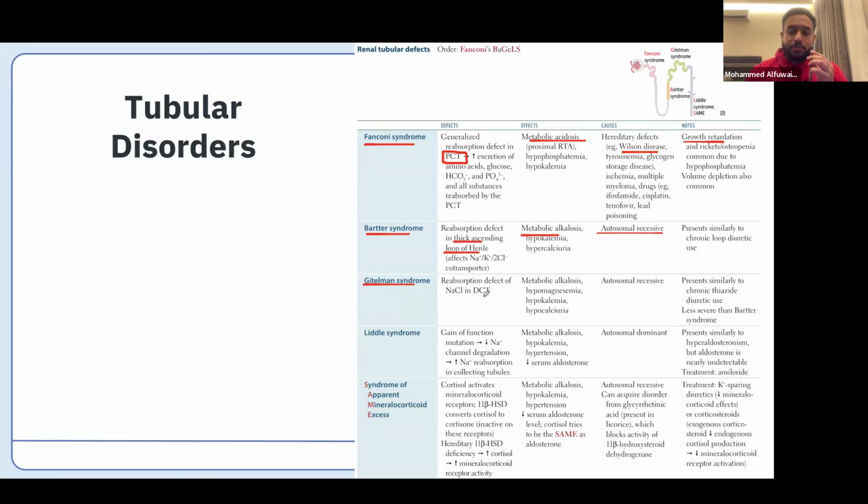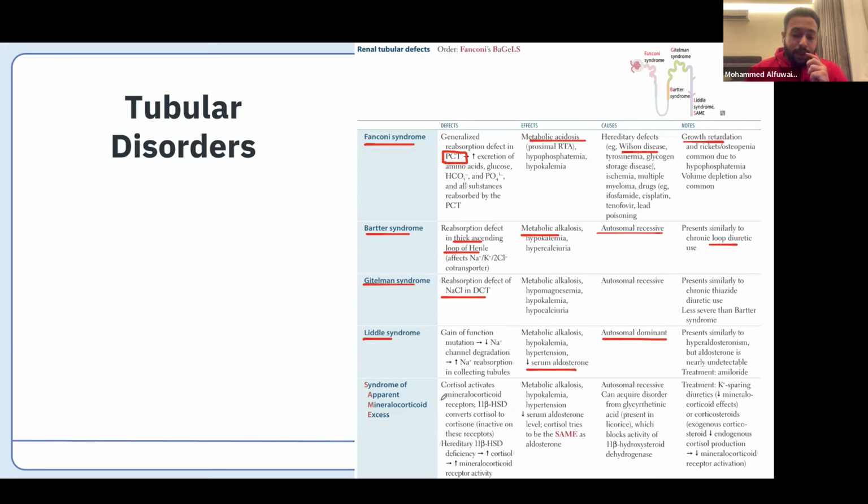Gittleman syndrome, DCT, affects the same thing as if you gave a patient thiazide. So if they have the same side effects as thiazide, think Gittleman. If they have the same side effects as loop diuretics, think Bartter. That's how you think about it. Liddle syndrome, the thing that differentiates it is it's autosomal dominant, and they'll have decreased serum aldosterone. Right? Why exactly? I'm not sure.